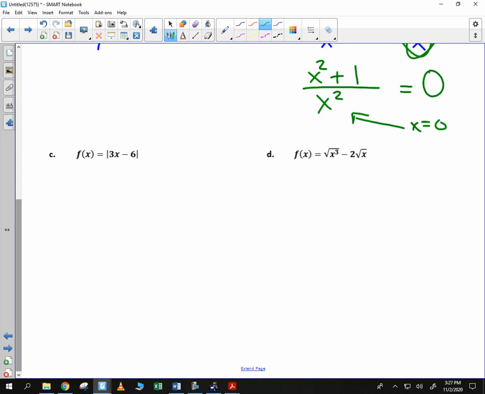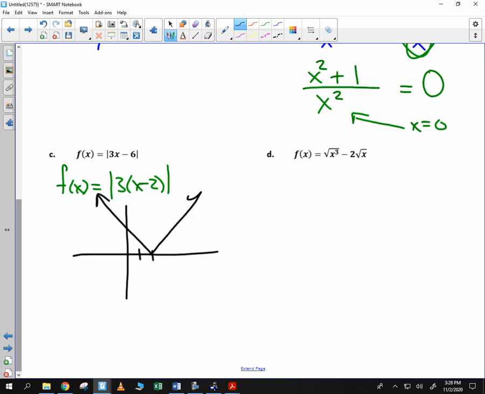We have an absolute value function, and sometimes it's just good to think about the absolute value function. If we consider this as 3 times x minus 2, notice that this is just an absolute value function that's shifted to the right 2 units. And if you think about that, you don't really need to even consider the derivative. You know, in this situation, that the derivative does not exist at that spot. So x equals 2 is a critical point.